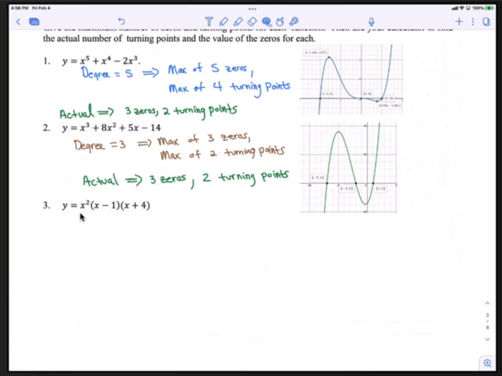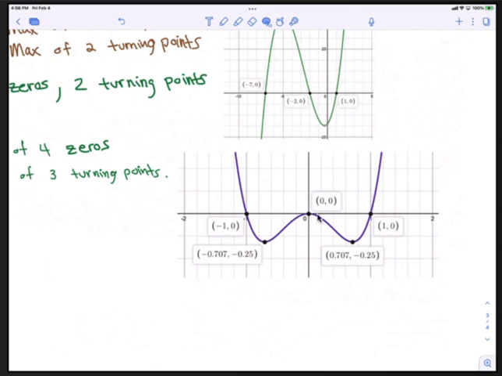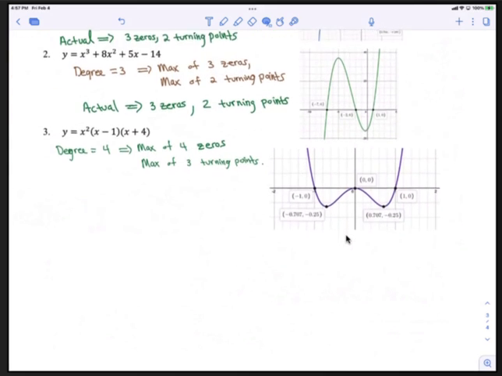And for question number 3, y equals x squared times x minus 1 times x plus 4. If x squared is multiplied by x and then times another x, we would end up with x to the 4th power. So we would say that the degree is 4, and the maximum number of zeros would be 4. And the maximum number of turning points would be 3. If we take a look at the graph, we see that we have 1, 2, 3 zeros and 1, 2, 3 turning points.